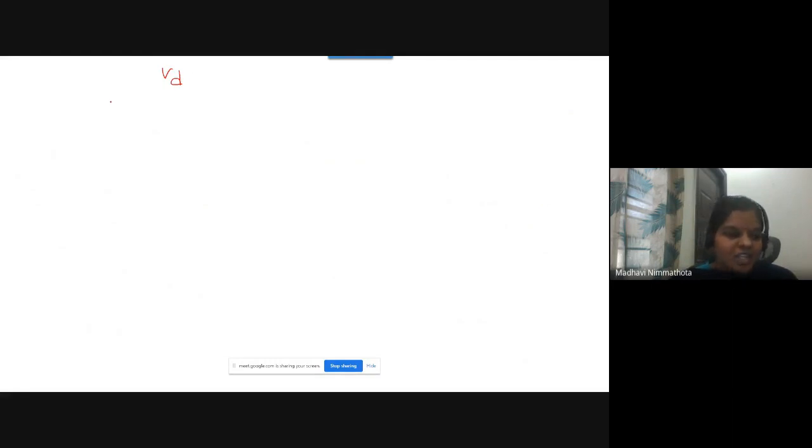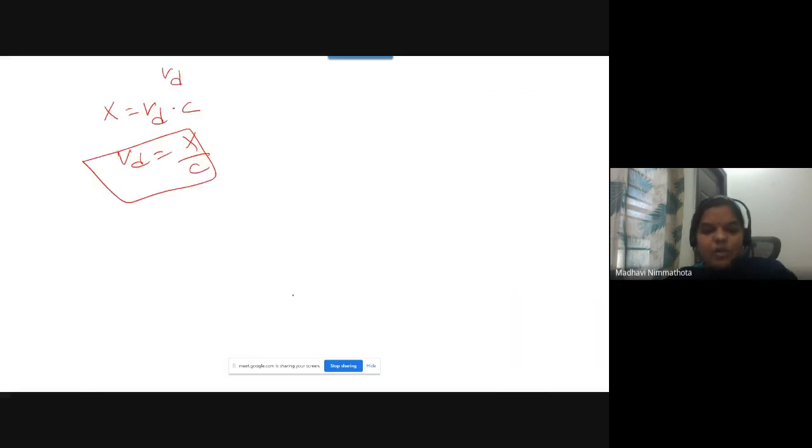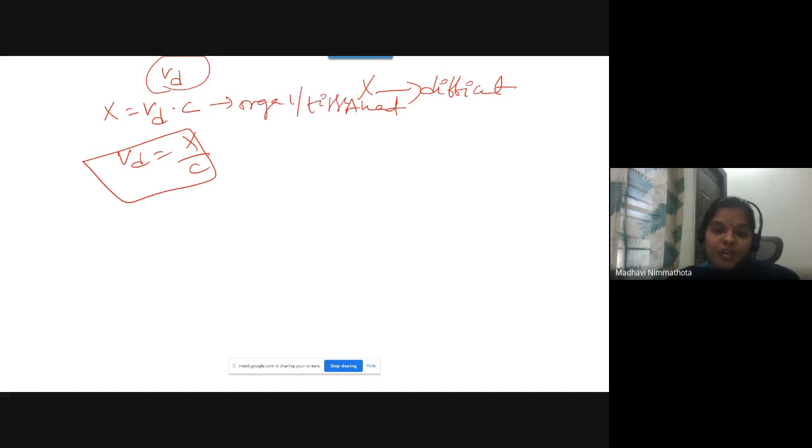There is a relationship that x is equal to Vd into C. Then Vd is equal to x by C, you know, right? In this equation you have log x is equal to log x naught. Determining the total amount of the drug available in the plasma is difficult, so you may consider determining the volume of distribution for that particular organ or tissue, to see how much of the drug is available there. For that reason, you can utilize the volume of distribution here.